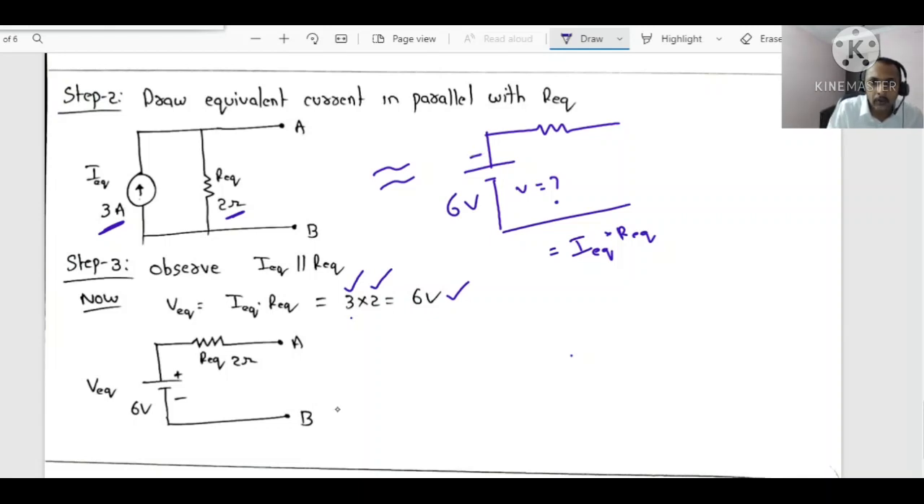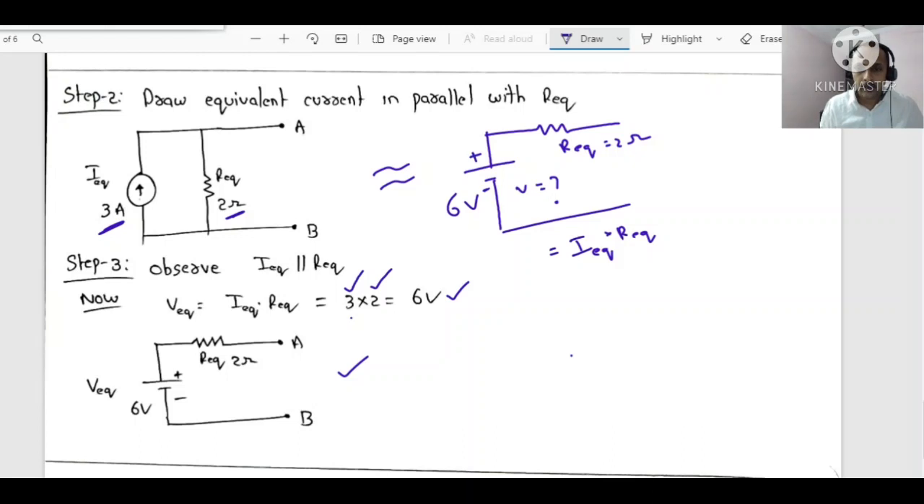Arrow is pointing upwards, so upwards you indicate positive, downwards you indicate negative, and this is R equivalent. It will not change, it remains same. That value is 2 ohms only. Both the circuits are correct only.